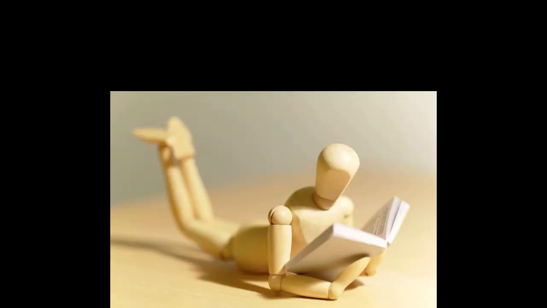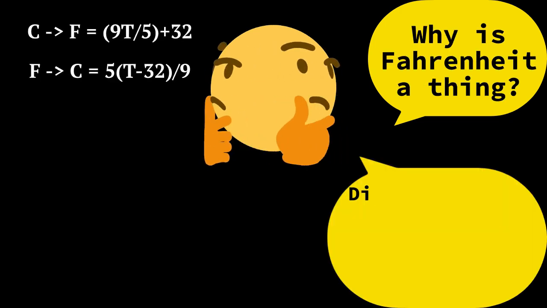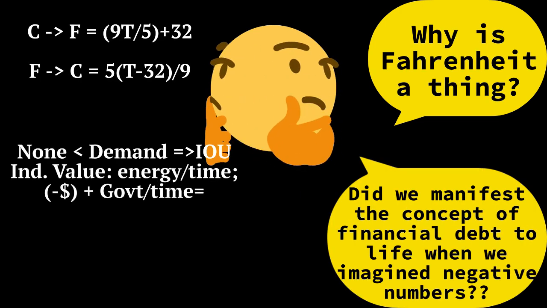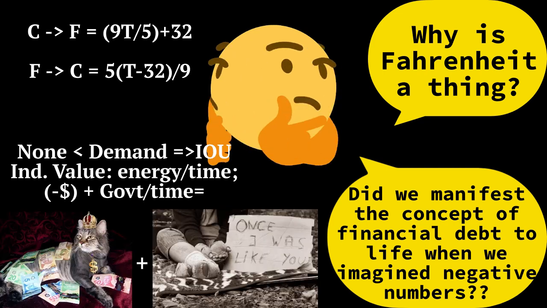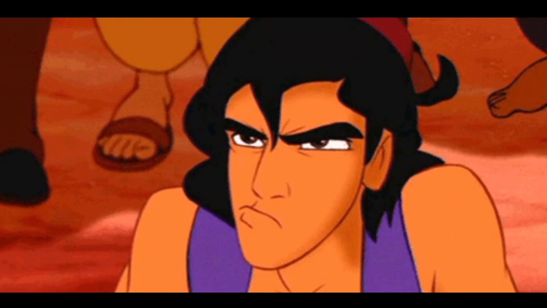As I continued turning the pages, unanswered questions, long forgotten, broke free of the repressive chains holding them back in the depths of my subconscious to make a grand re-entrance onto the scene. Questions such as, why is Fahrenheit a thing? Did we manifest the concept of financial debt to life when we imagined negative numbers? And can someone tell me how the hell wind chill makes sense?